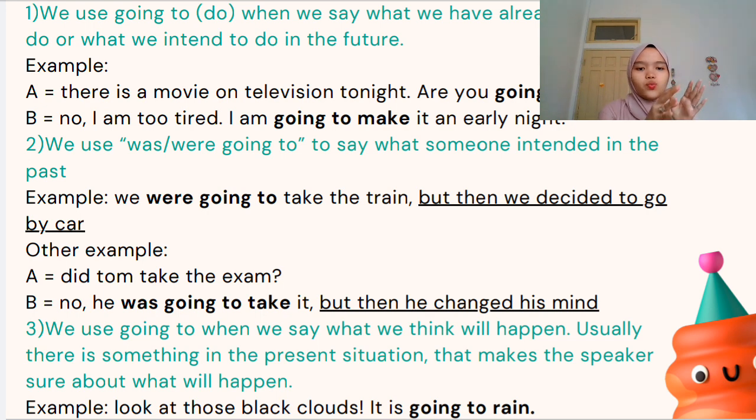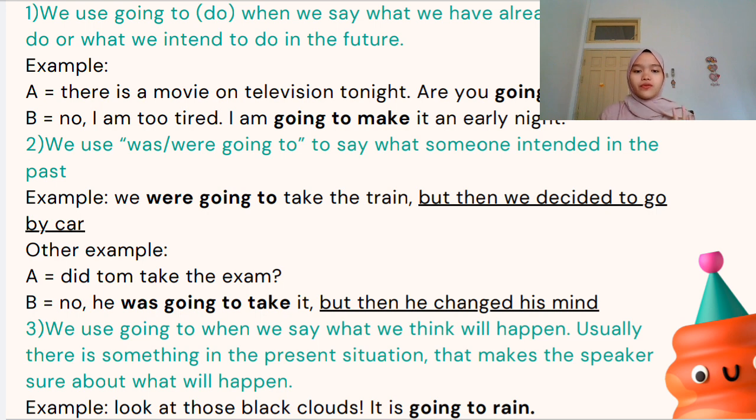Or maybe we use was or we're going to when we want to say someone intended something in the past but did not do it. Like, we were going to take the train, but then we decided to go by car.